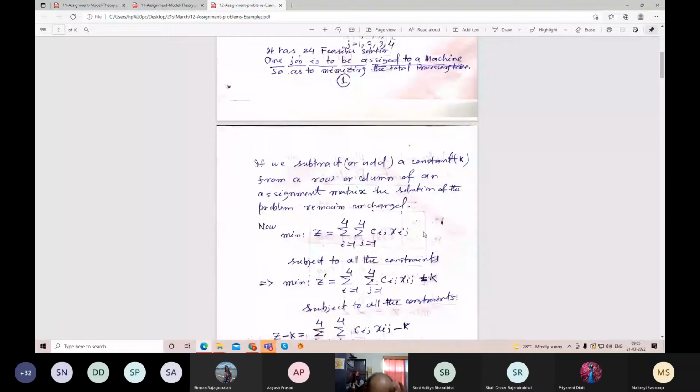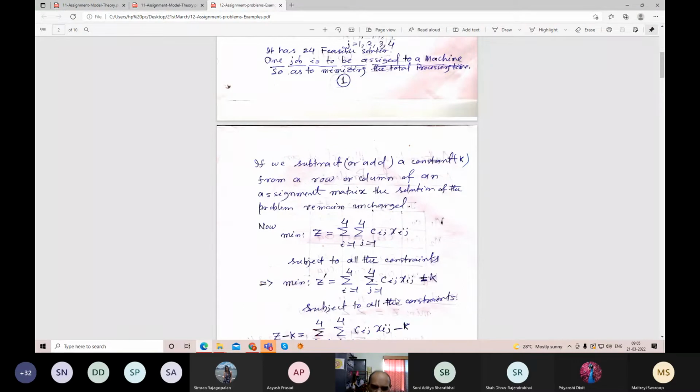In a linear programming problem, if you add a constant to the objective function, the solution is not changing. Only the minimum or maximum value is changing. The solution is not changing. So the problem is like this. We want to minimize Z, where Z is the summation with i varying from 1 to 4 and j varying from 1 to 4 of Cij into Xij. This is our objective function.